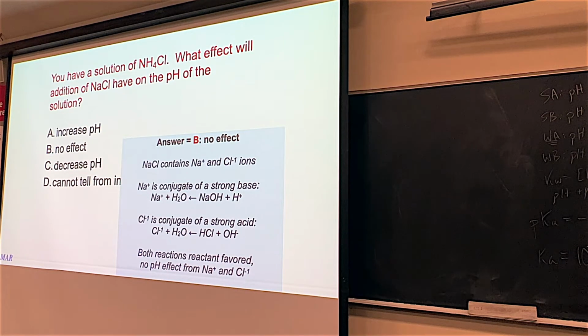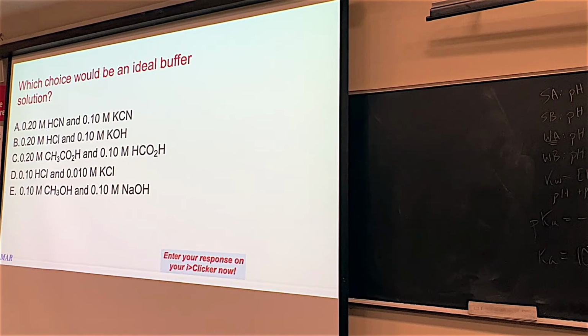Sweet. The next question says, what's going to be an ideal buffer solution? In a buffer solution, you're going to have a weak acid and its conjugate base, or a weak base and its conjugate acid. So if you look through these, you want to first make sure that they're conjugates, and also pull out, once again, strong acids and strong bases. I can't emphasize enough how knowing strong acids and strong bases is really useful.